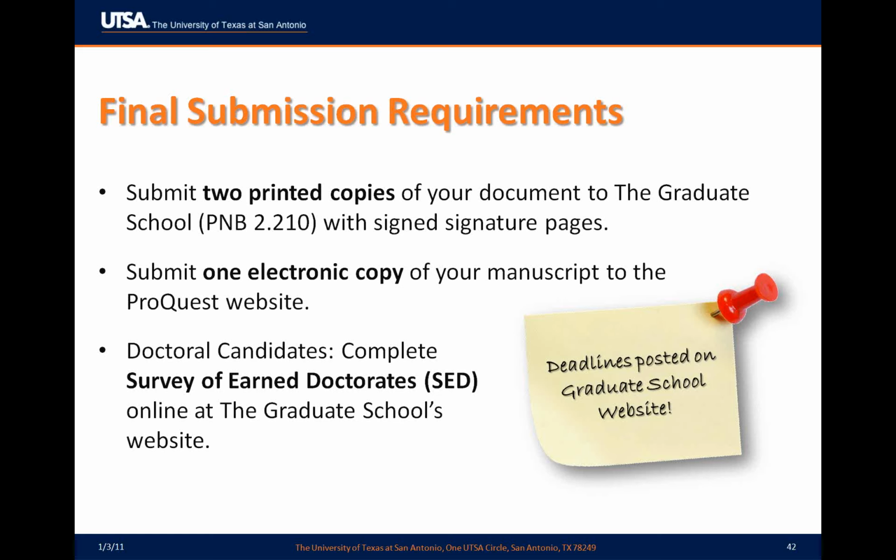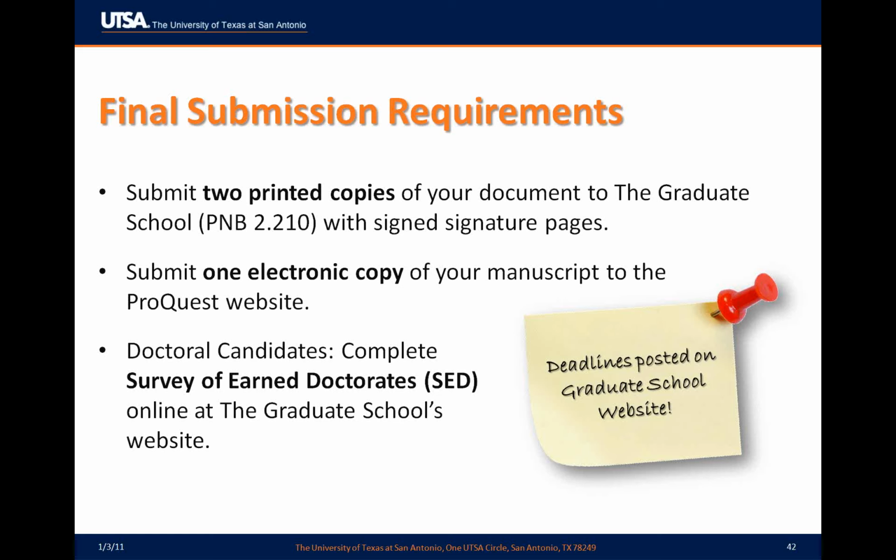Okay, so part 3 was really short, about turning in your preliminary draft. We are now to part 4, submitting your final document. So at this point, you have written your document, you have worked on your formatting, you've turned in a preliminary draft and met with me to discuss any formatting revisions. You've had your defense, and you are now ready to go ahead and turn in your final requirements. So the things that you need to do for your final requirements are, number 1, submit 2 printed copies of your document to the graduate school with signed signature pages.